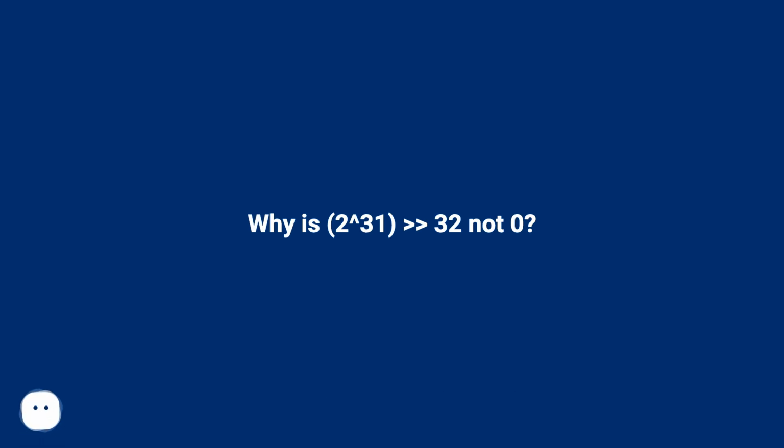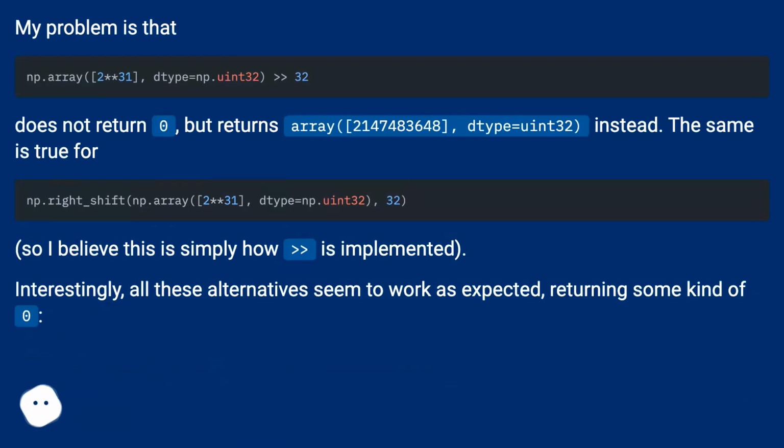Why is 2 to the power of 31, shifted 32, not 0? My problem is that it does not return 0, but returns array 2147483648, dtype equals uint32 instead. The same is true for the other case. So I believe this is simply how it is implemented.